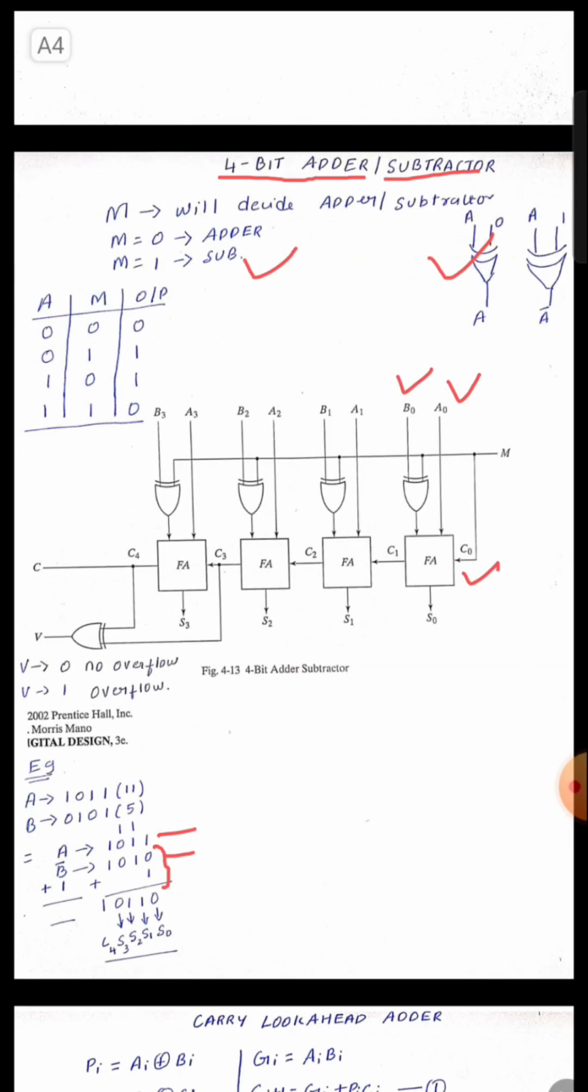That is, if M is equal to 0, it is going to act as adder. If M is equal to 1, all the B values are going to get NOTed, right? Then it is going to add, and the C0 value is going to be 1. Hence, it is going to perform 2's complement subtraction. So this is the meaning of the 4-bit adder subtractor.